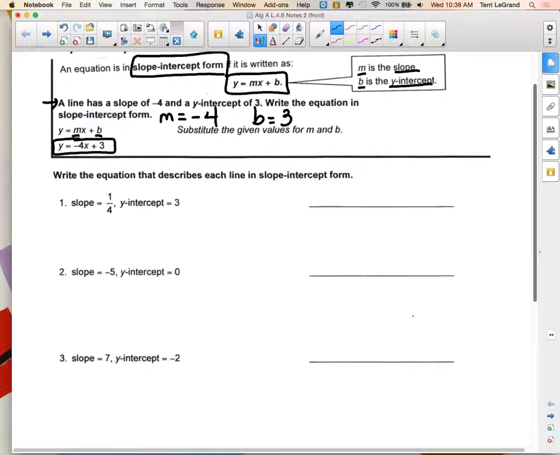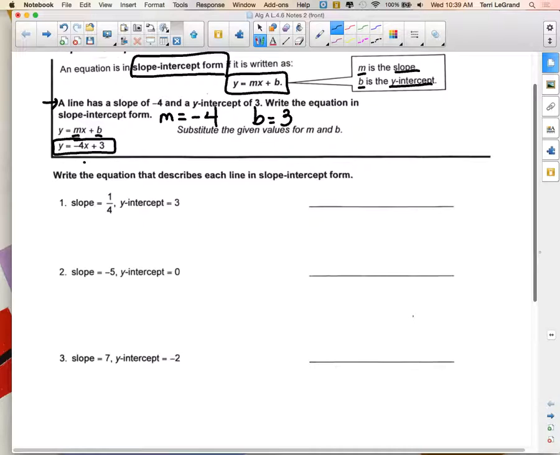Let's try that one. What's the AKA for that y-intercept? What's the AKA? Nope, for the y-intercept. 0, 3. The x value is 0, the y value is 3. Let's try it and see if it would work. -4 times 0. What's -4 times 0?